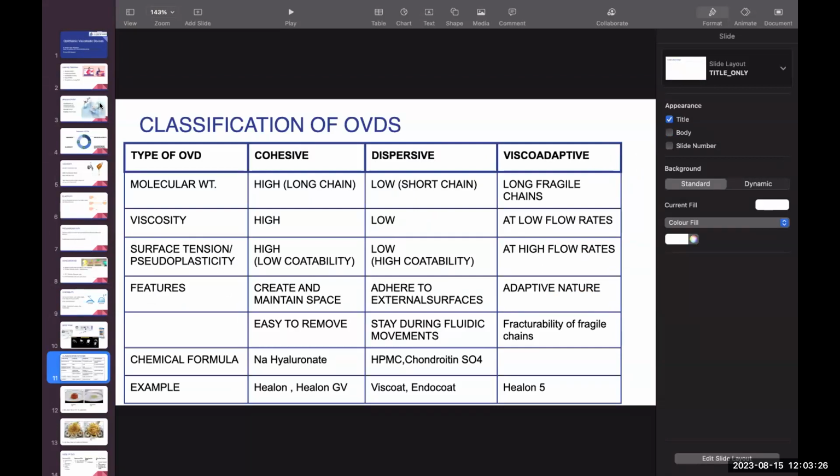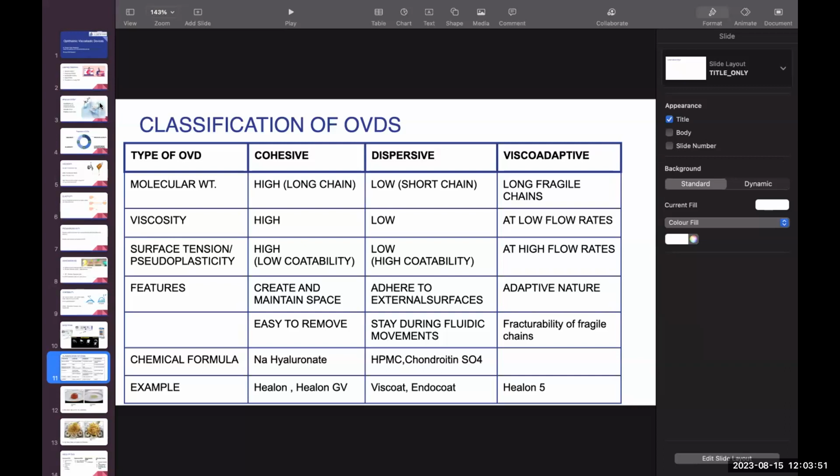Whereas dispersive OVDs are lower molecular weight, short chain chemical compounds. They have lower viscosity, lower pseudoplasticity, and hence a higher coatability. So they adhere to surfaces and stay inside the anterior chamber during fluidic movements, and hence are difficult to remove at the end of a surgery. The chemical formulas of these are usually HPMC and chondroitin sulfate, and examples are Viscoat and Endocoat.